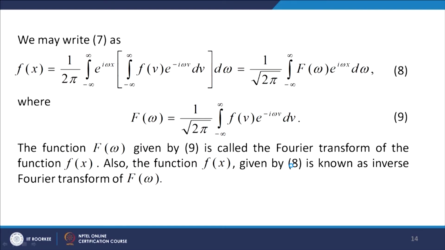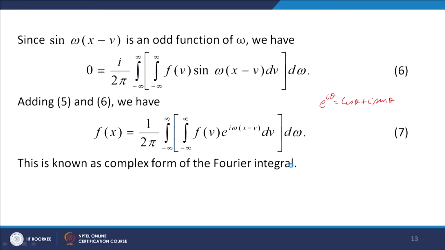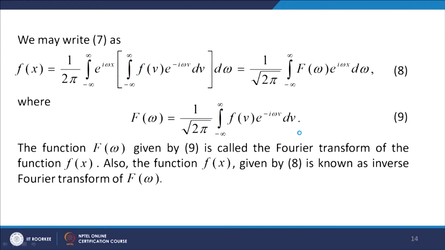Now, we may write this equation in the following manner: e to the power i omega(x minus b). Let us split into two parts: e to the power i omega x into e to the power minus i omega b. The inside integral is with respect to b, so e to the power minus i omega b will be kept inside. e to the power i omega x contains omega, so this we can take outside the integral with respect to b, and then we have 1 over 2 pi integral over minus infinity to infinity e to the power i omega x, integral over minus infinity to infinity f(b) e to the power minus i omega b db d omega.